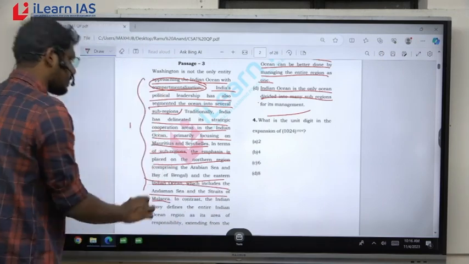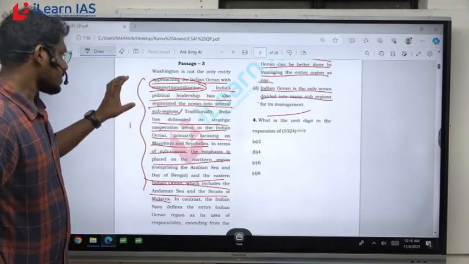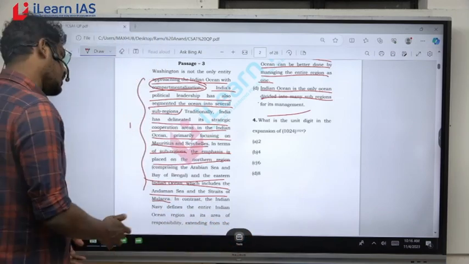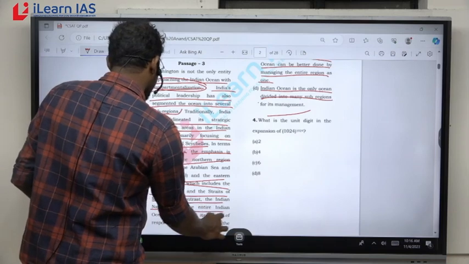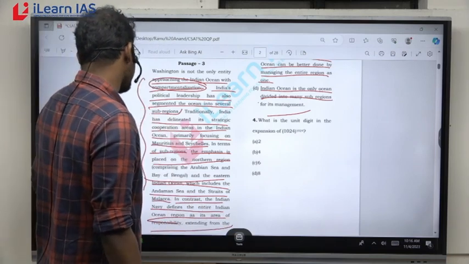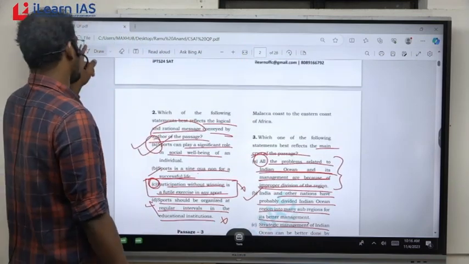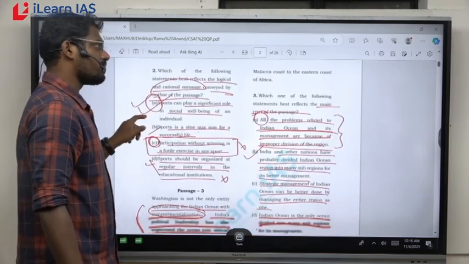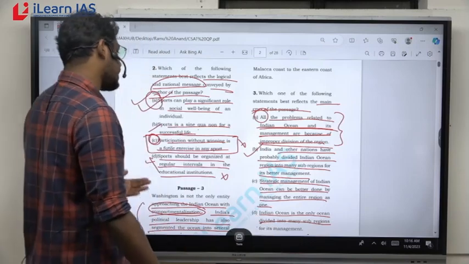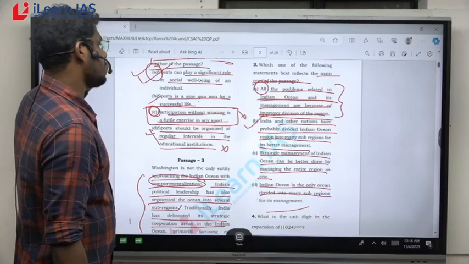So what is the crux of the passage? Actually, the USA as well as India divide the Indian Ocean into several subregions for its effective management. In contrast, the Indian Navy defines the entire Indian Ocean region as its area of responsibility, extending from the Malacca coast to the eastern coast of Africa. So it is a different kind of compartmentalization of the Indian Ocean region, one by Washington, one by the Indian state, and one by the Indian Navy. So now moving back to the question.